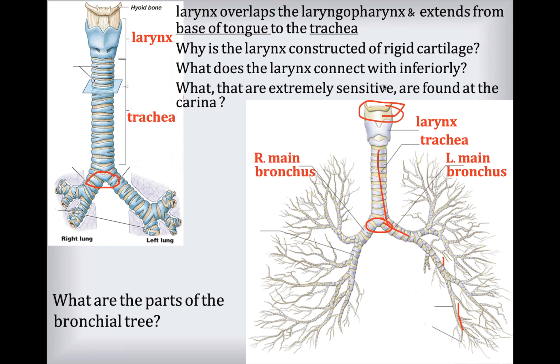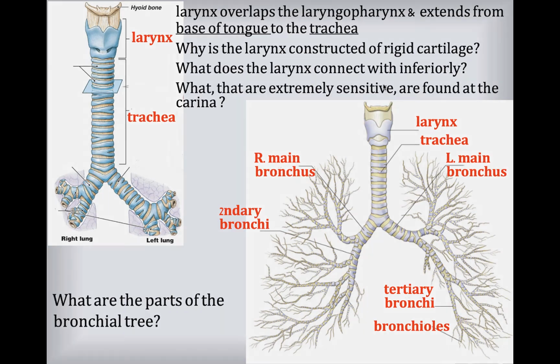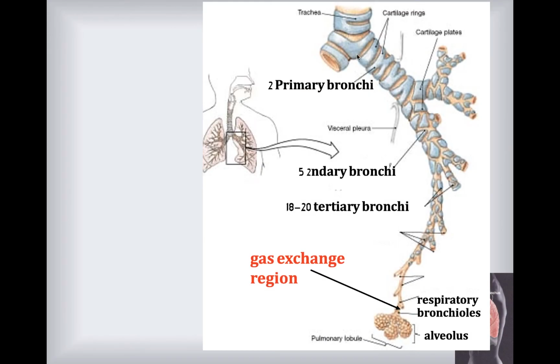And then there's the right main bronchus. And then we have what are known as secondary bronchi, still fairly big. And then we move to tertiary bronchi. And then finally we get down to bronchioles. So again, as we've just said, we've got primary bronchi. We got 2 of those. And we only have 5 secondary bronchi, so not that many.